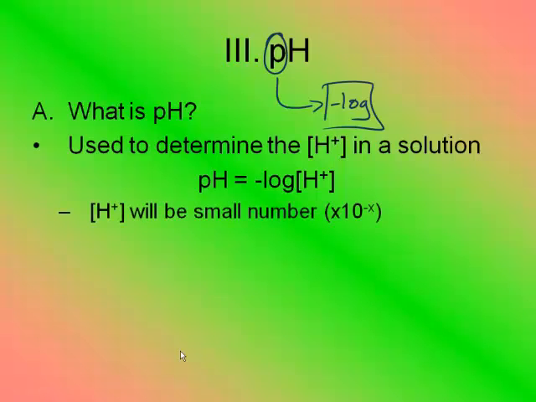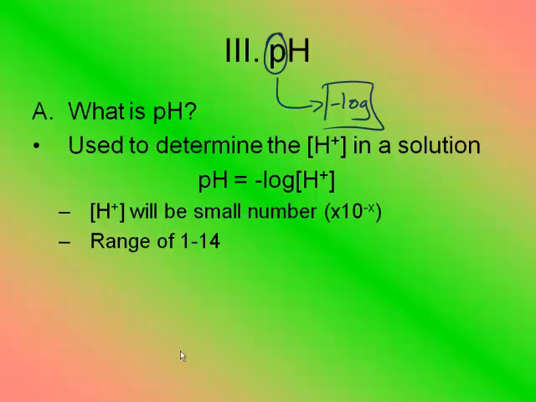In the case of pH, it's the negative log of the H+ concentration. Just a note, the H+ will be a small number, like a times 10 to the negative something, because it does not require a lot in the solution to actually act like an acid or a base. So we're looking for very tiny numbers for the H+ concentration or OH- concentration.